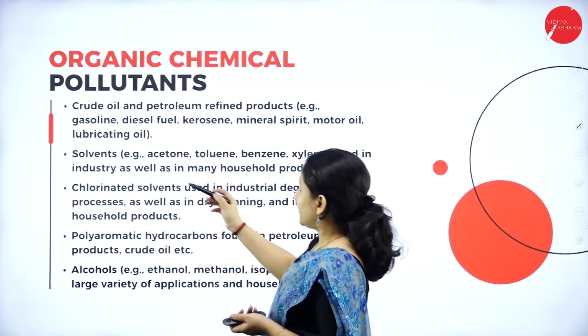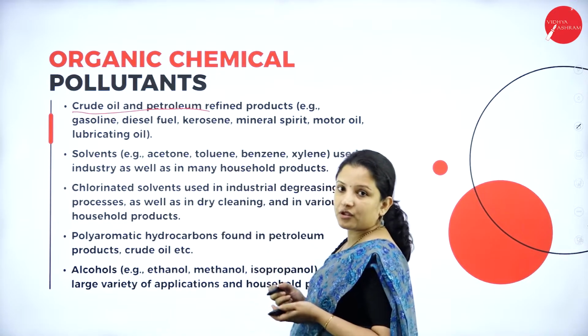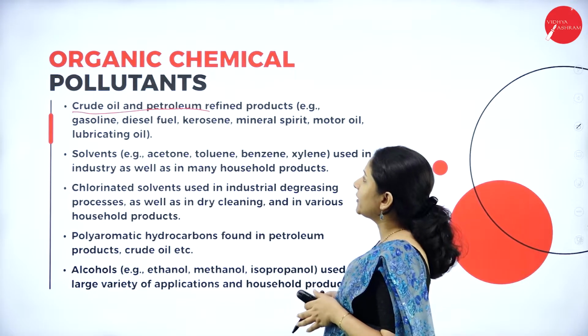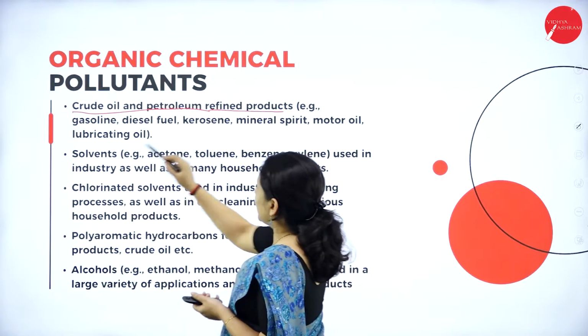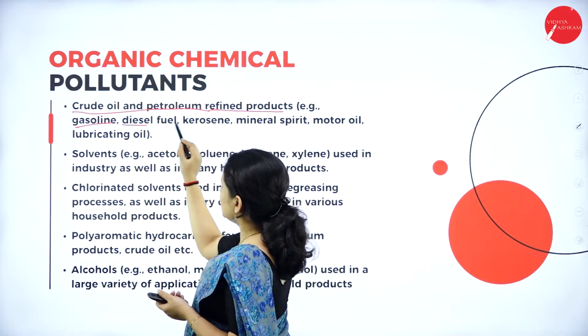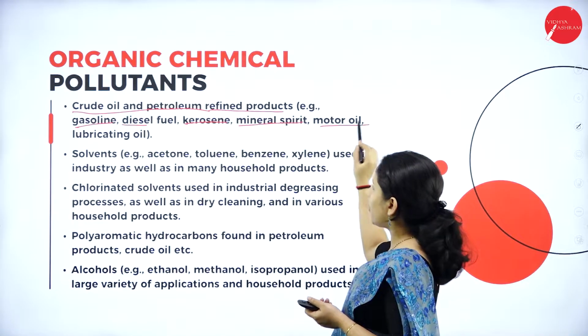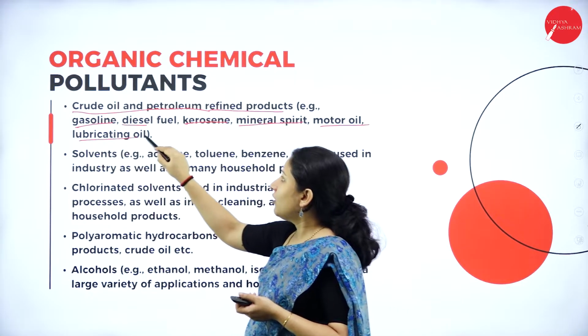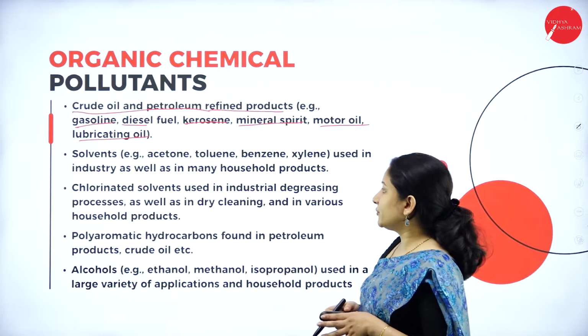Crude oil and petroleum are organic, they are obtained naturally from the earth, right? So crude oil and petroleum, and refined products such as gasoline, diesel, kerosene, mineral spirit, motor oil, lubricating oil. All these are organic chemical pollutants which can cause chemical pollution.